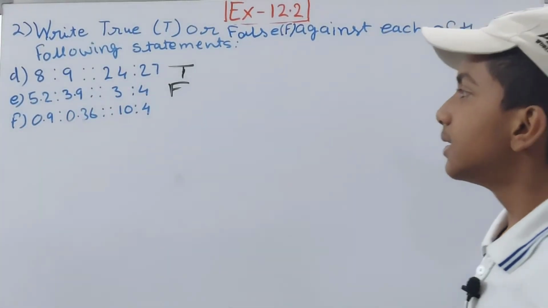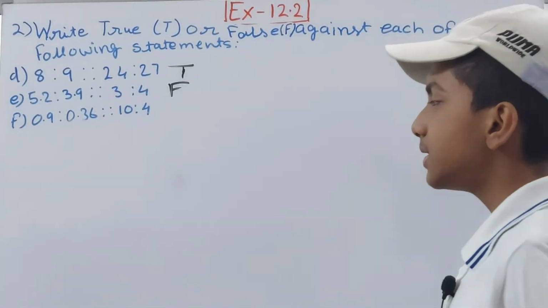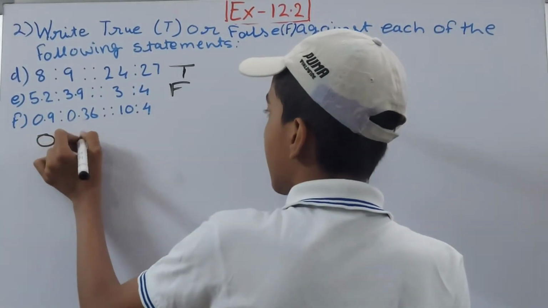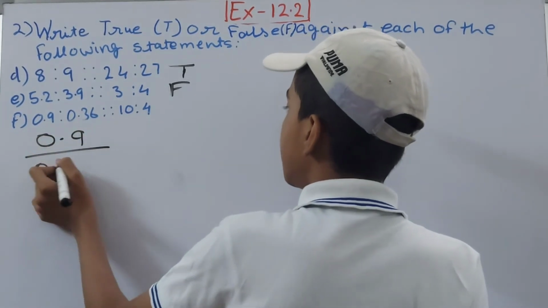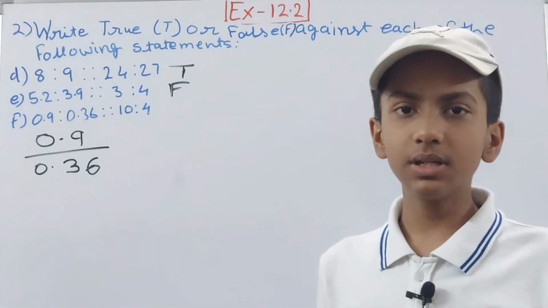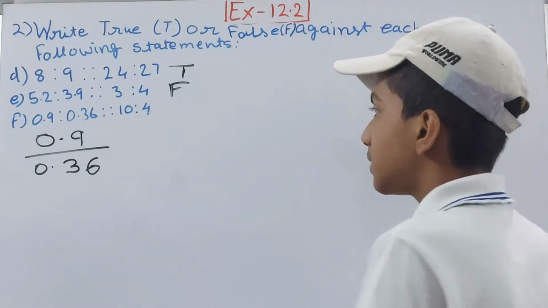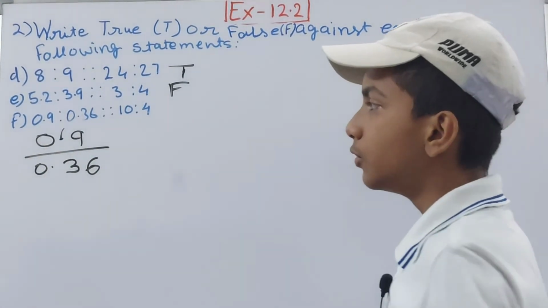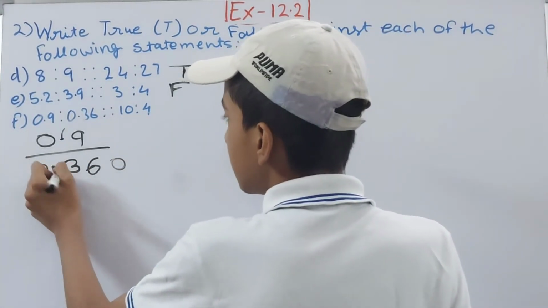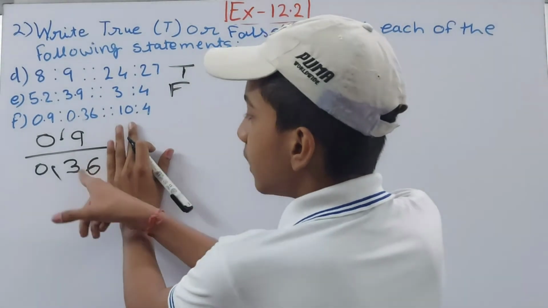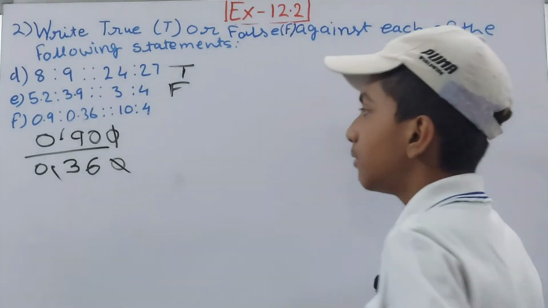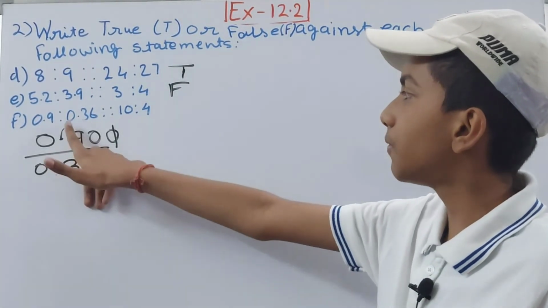Now next is 0.9 is to 0.36 as 10:4. So you see this will be 0.9 upon 0.36. Again, forget about this and only focus on removing the decimals. So you remove this decimal first, so you put a 0 here in the denominator. You remove this one here; it was 2 places from the right, so 2 zeros here as well. This 0 cut, this 0 cut. Right, so now what do you have left?